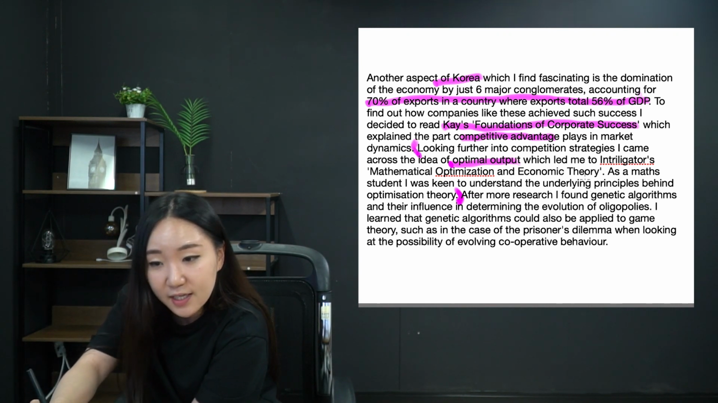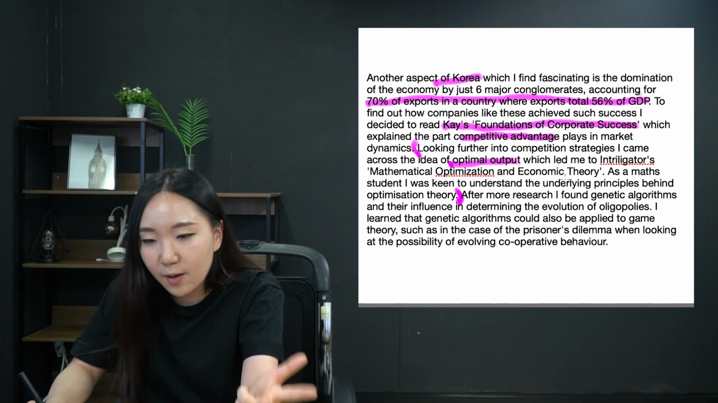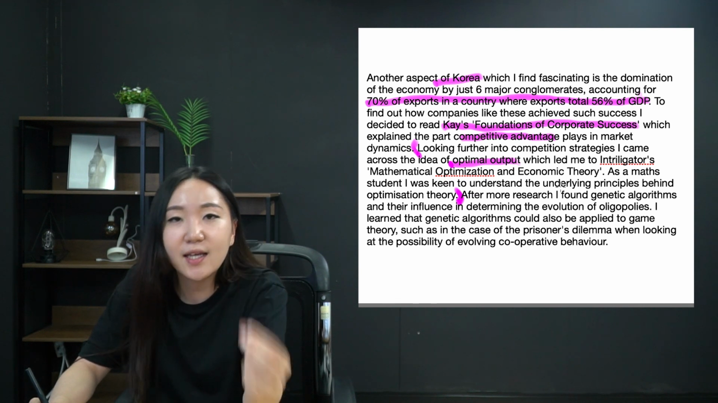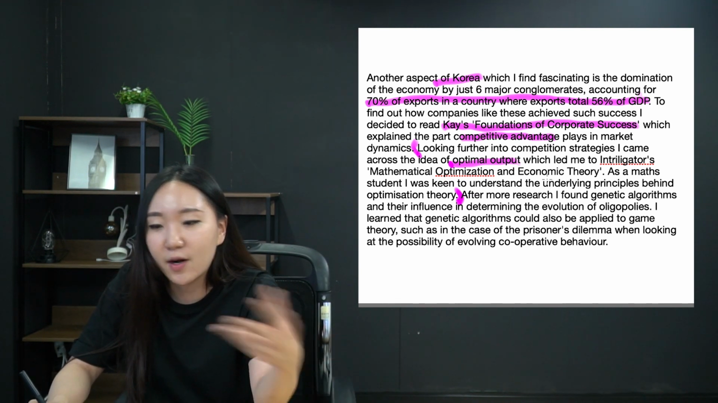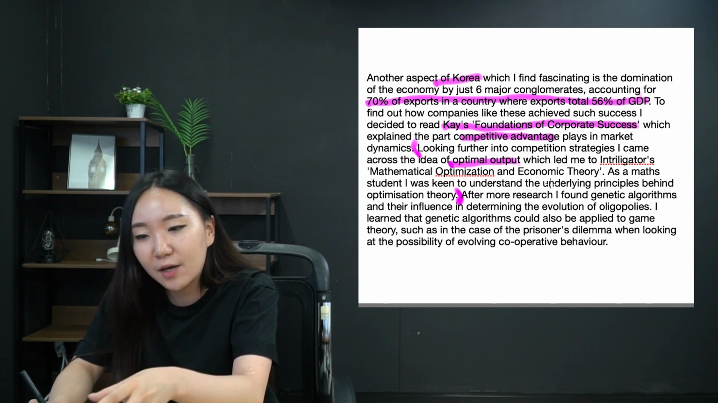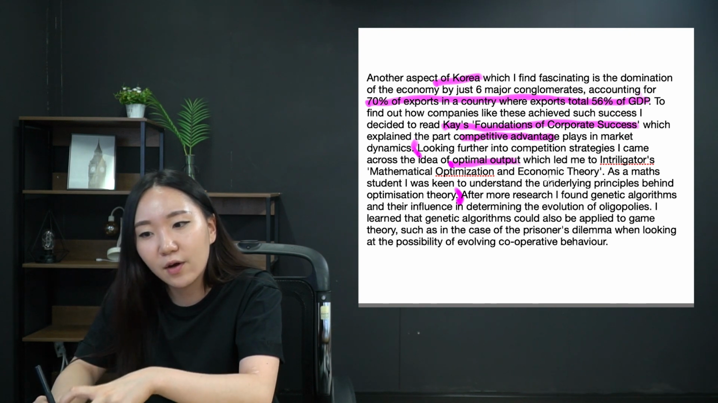You know, it's very specific, isn't it? Saying competition strategies, optimal output, you know, principles behind optimization theory. I like it because it's not vague, it's specific, which is what I was wanting for all the other parts of the statement, and I wish I had been using similar language. So does that make sense what I mean by using more specific points rather than generalizing?